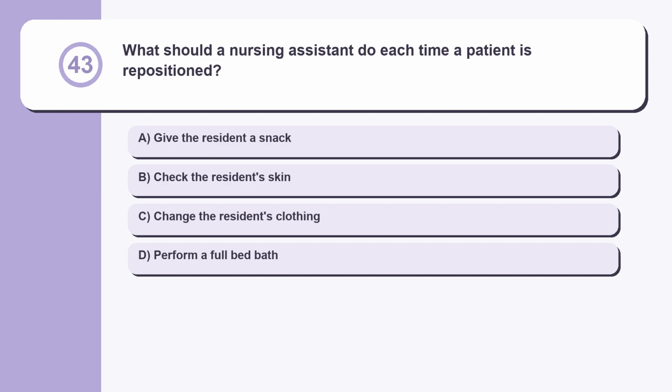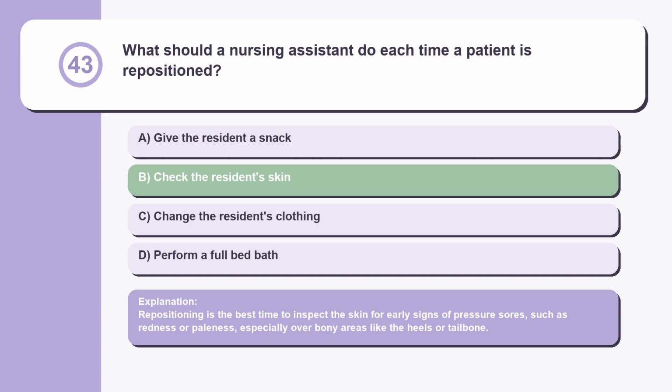Question 43. What should a nursing assistant do each time a patient is repositioned? Give the resident a snack, check the resident's skin, change the resident's clothing, perform a full bed bath. Repositioning is the best time to inspect the skin for early signs of pressure sores, such as redness or paleness, especially over bony areas like the heels or tailbone.